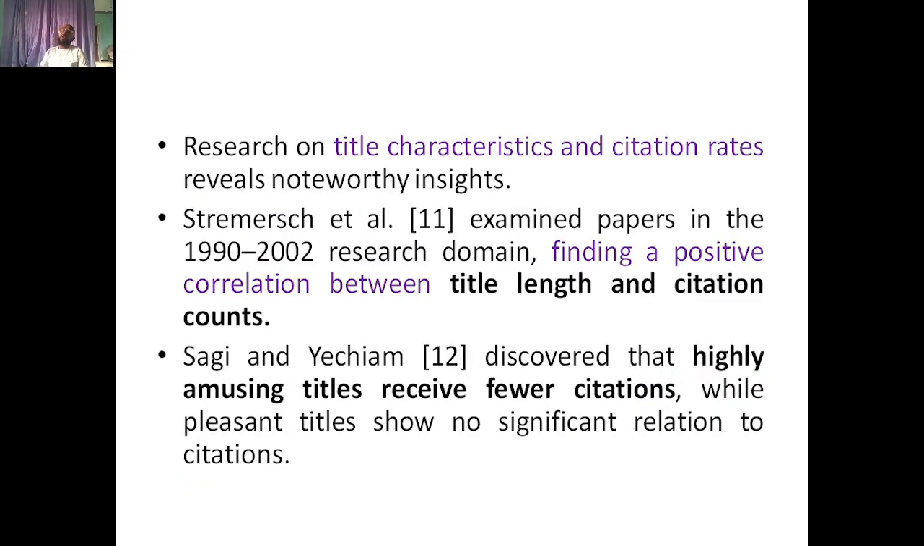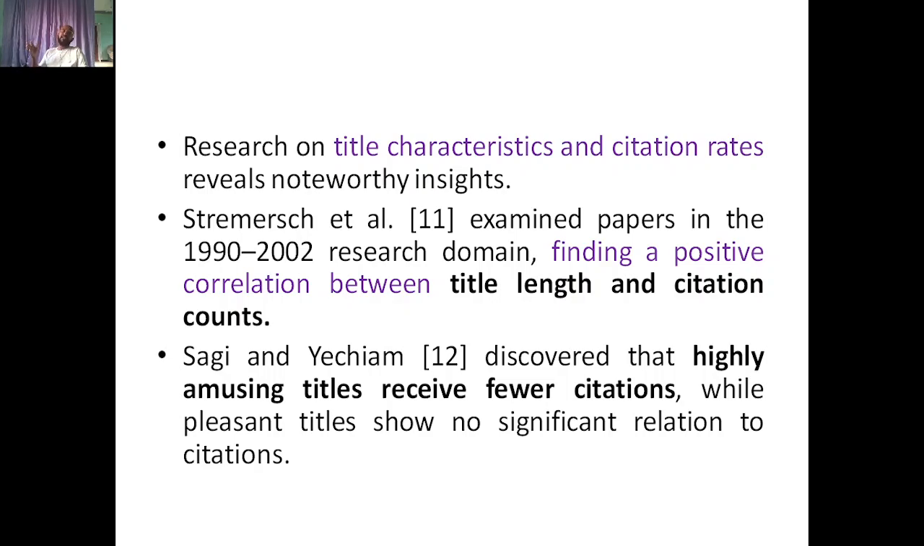Now, the research on title characteristics and citation rates has noteworthy insights. Definitely when you are doing the review of literature, the research that has been done on title characteristics and citation rates gives really noteworthy insights, because when people have seen how exactly these titles have worked with the citation rates, it really gave a few insights which we should examine.